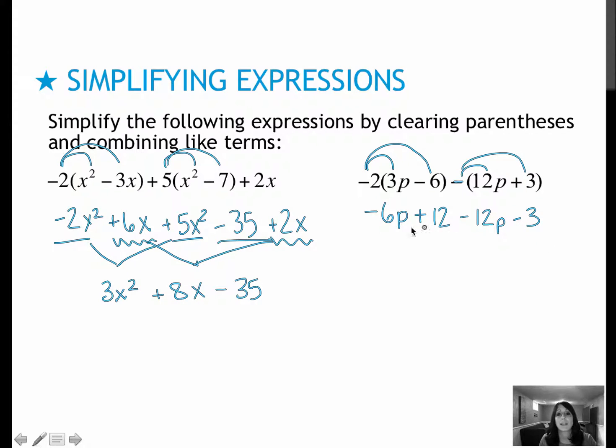And now I'm going to combine like terms, so my p values, negative 6 and negative 12, come together to negative 18p, and then positive 12 and negative 3 come together to get positive 9, and that would be my final answer.